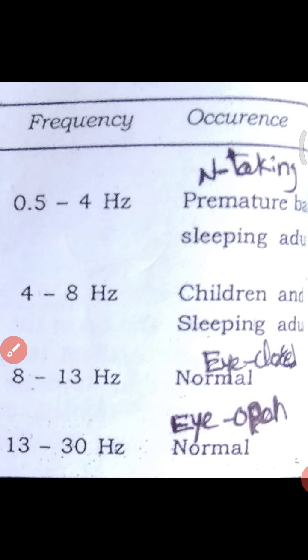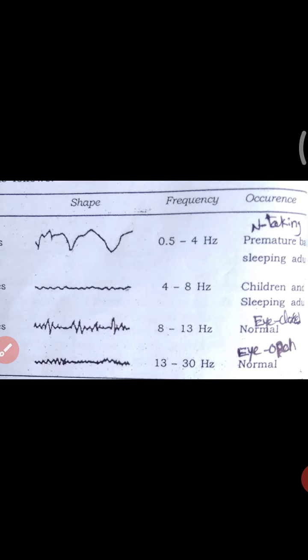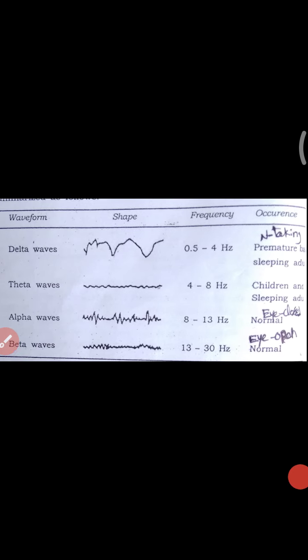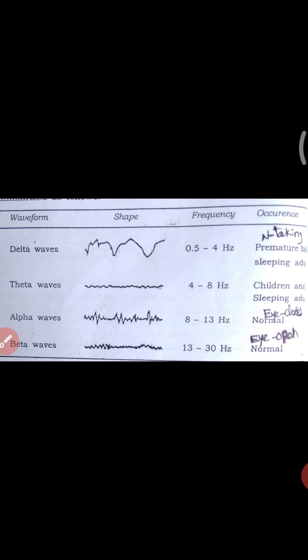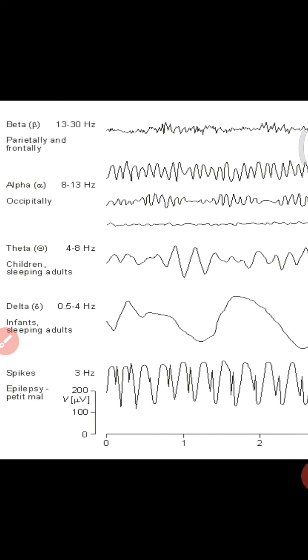Finally, we need to observe the frequency ranges as well as the shape, frequency and occurrence, and what the regions of these frequency ranges are. So we need to observe these different waveforms, these electroencephalography frequencies. Another one is different frequencies.